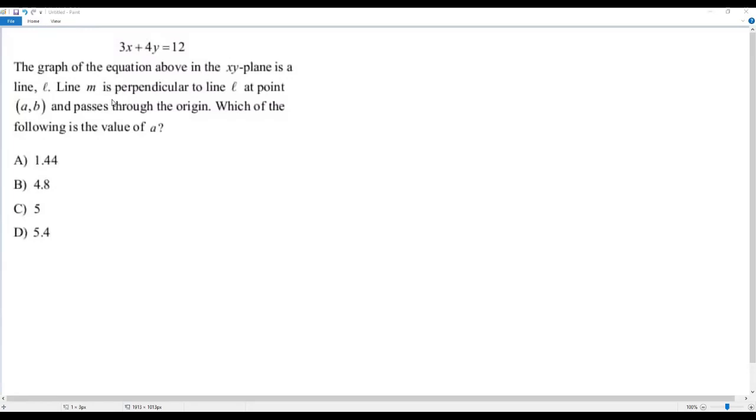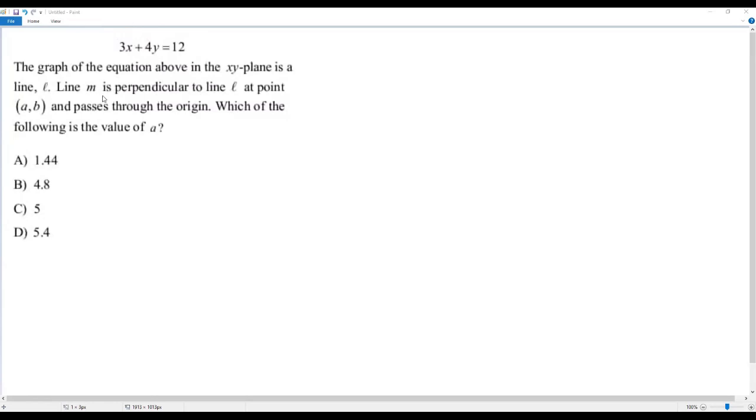Here we have a SAT math problem. Okay, let's go to the question. 3x + 4y = 12. The graph of the equation above in the xy-plane is a line L. So this is the equation of line L. Line M is perpendicular to line L at point (a, b) and passes through the origin. Which of the following is the value of a?